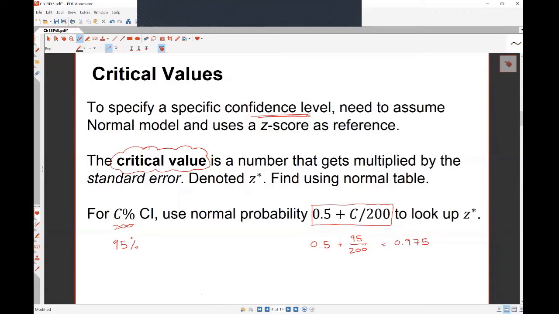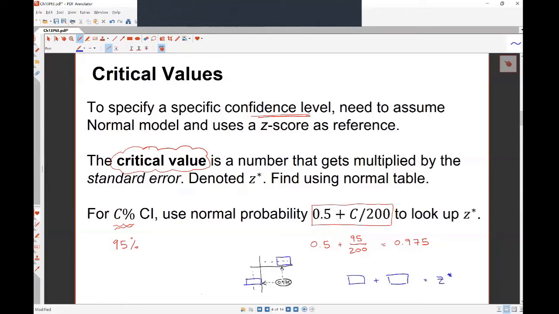So if you look at your normal table, remember you have a row and a column that tells you what the z values are. You want to go and find inside the table the value 0.975 and see what row and what column that corresponds to, because that is how we find the z value. So the row entry and the column entry, if you add those together, that will give you the Z star. And we'll do some examples of this in our live session tomorrow.